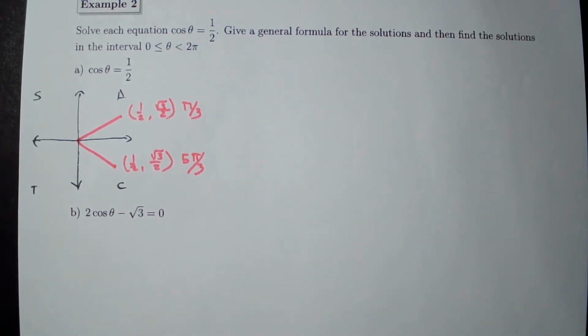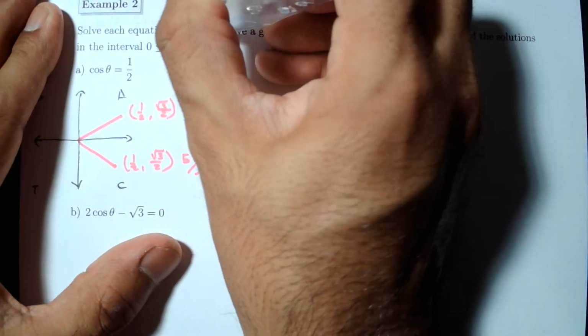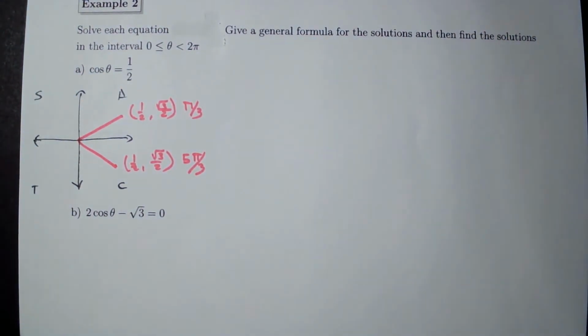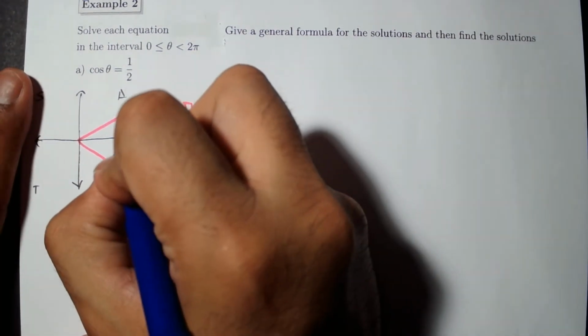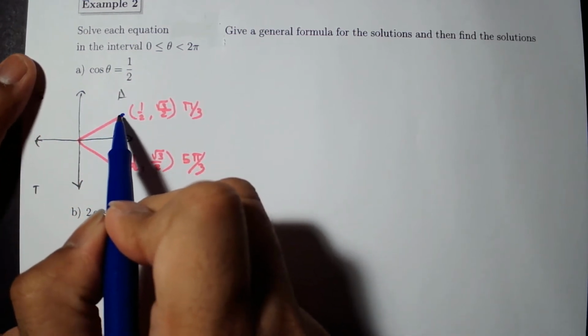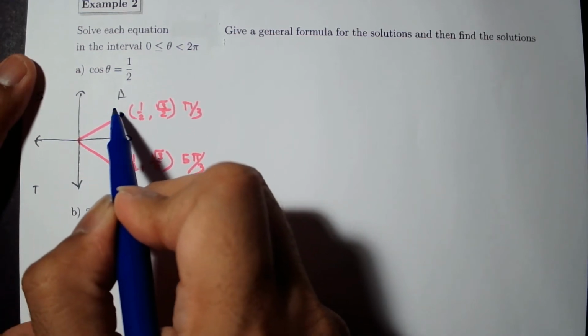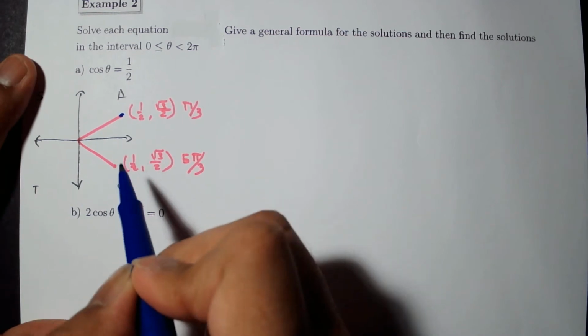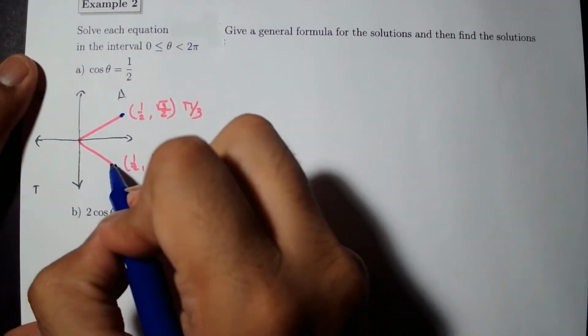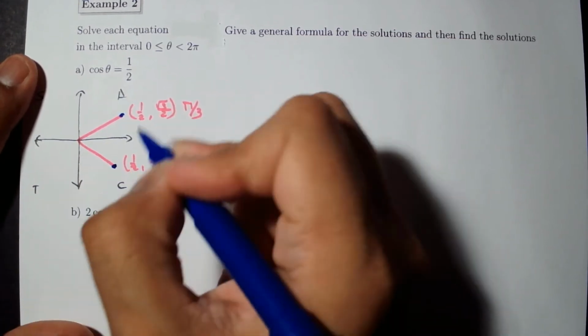Well, these are the solutions, but we are also asked to find the general formula for the solution. Because, for example, this one is going to be a solution, but keep in mind that trigonometric functions are periodic. So if I add 2 pi, that's another solution, and then add 2 pi again, we get another solution, and so on and so forth. Same over here, 5 pi over 3. Add 2 pi, you get to the same point, different angle. Add another 2 pi, and so on and so forth.